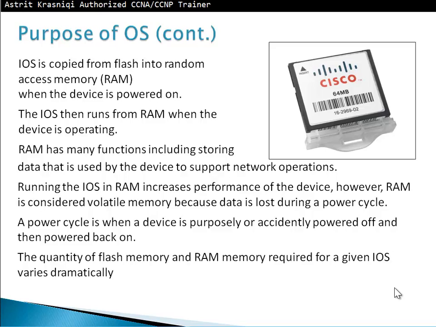Running the iOS in RAM increases the performance of the device. However, RAM is considered volatile memory because data is lost during the power cycle. A power cycle is when the device is purposely or accidentally powered off and then powered back on. The quantity of flash memory and RAM memory required for a given iOS varies dramatically.